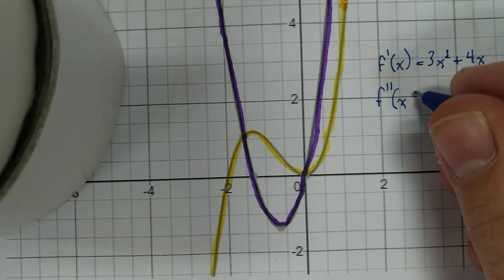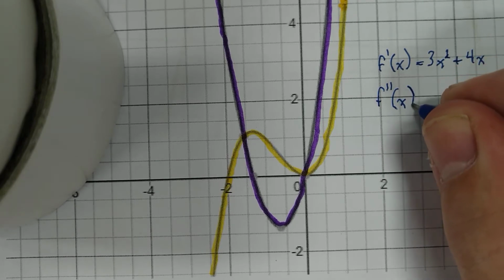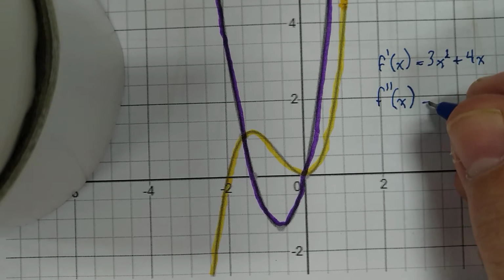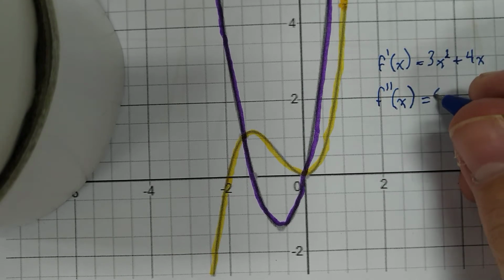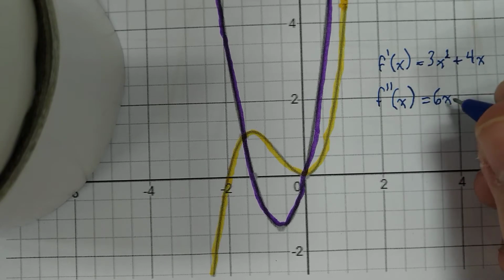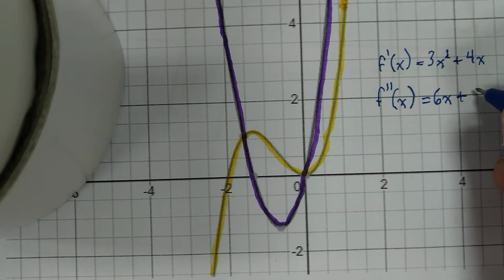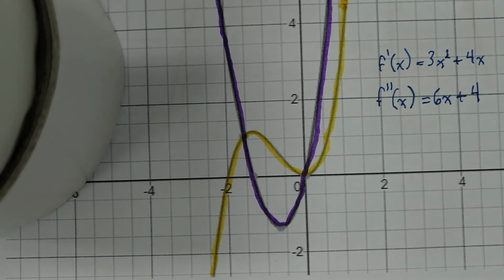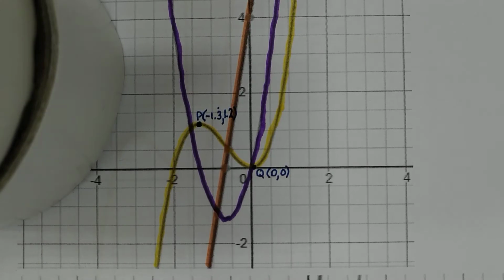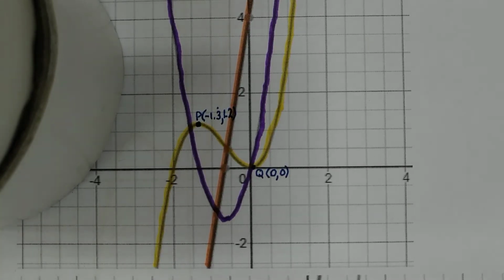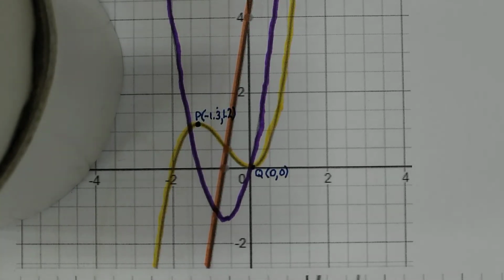And now we're going to take the derivative of the first derivative to give us the second derivative. So now we have 6x, because the 2 times the 3 gives you 6. So 6x plus 4. And if we graph the second derivative, we're going to get a line. And here's the graph of the second derivative. And we're going to talk about what it can actually do for you.